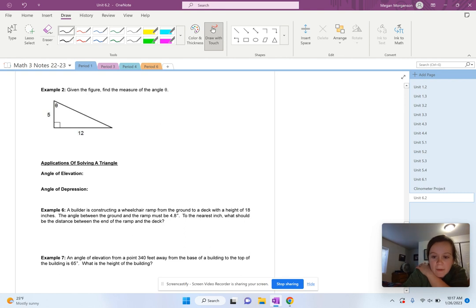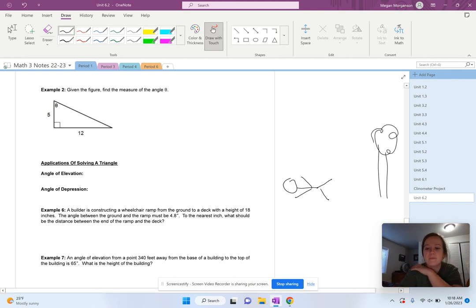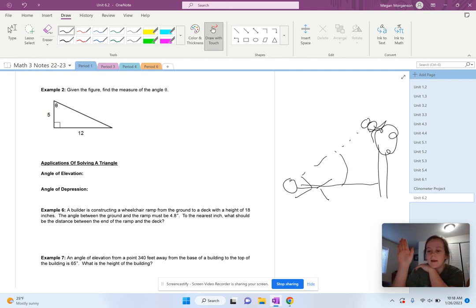So let's say we have a person who is laying on the ground right here, and they're looking up at the sky, and there's a tree right here. Beautiful tree. There's a bird up here in the tree. So this person is looking up at the bird like that. This angle up here from the ground all the way up to the bird, whatever object he's looking at, is called the angle of elevation.